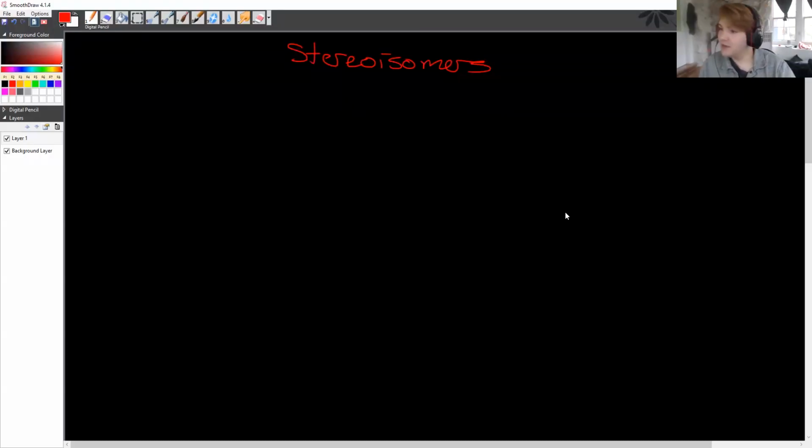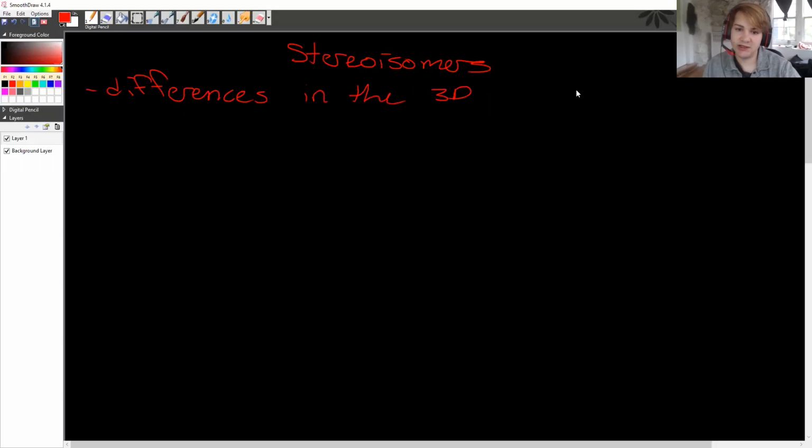Now it's recording. So what we're going to be talking about here is stereoisomers. Basically, what I want you to consider is that stereoisomers are a specific kind of comparison where we see differences in the 3D shape of the molecule. So we're talking about differences in the 3D shape of the molecule.